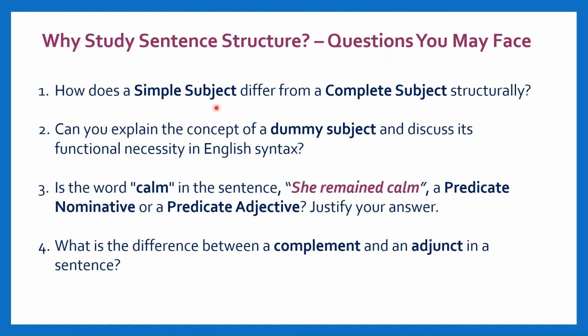How does a simple subject differ from a complete subject structurally? Can you explain the concept of a dummy subject and discuss its functional necessity in English syntax? Is the word calm in the sentence "she remained calm" a predicate nominative or a predicate adjective? Justify your answer. What is the difference between a complement and an adjunct in a sentence?